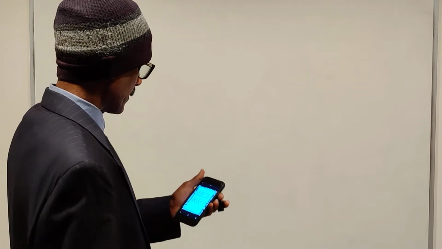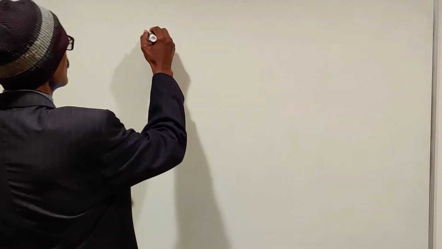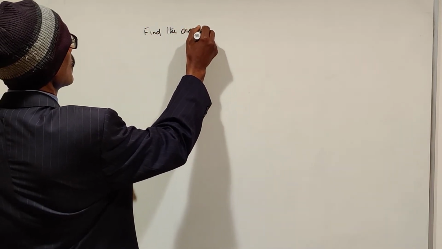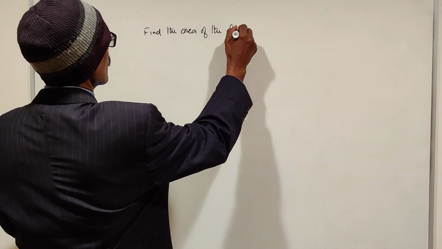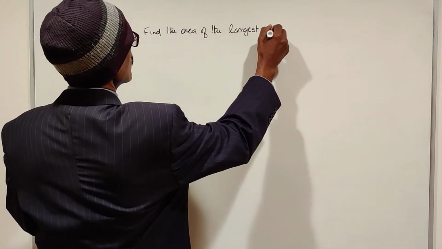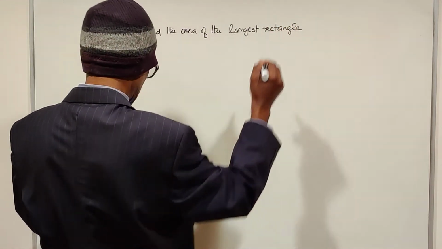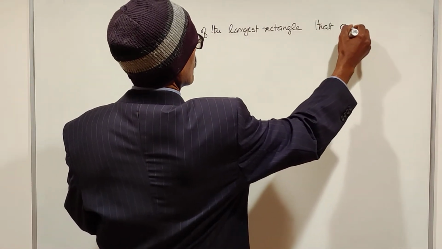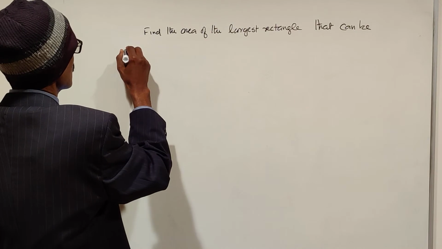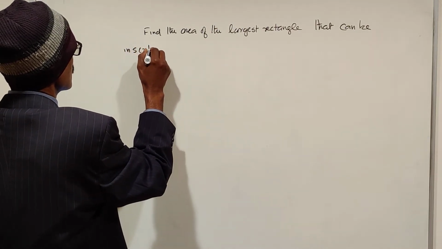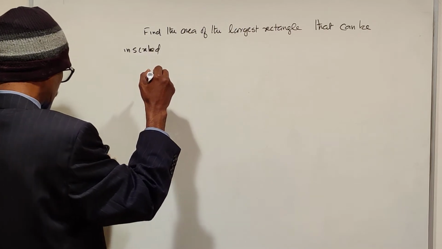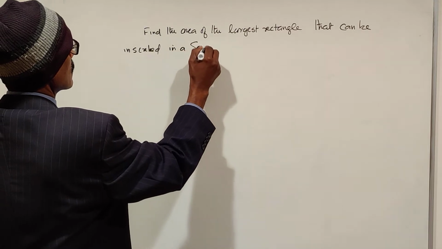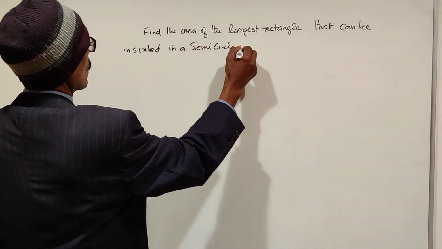The first problem is: find the area of the largest rectangle that can be inscribed in a semicircle of radius r.